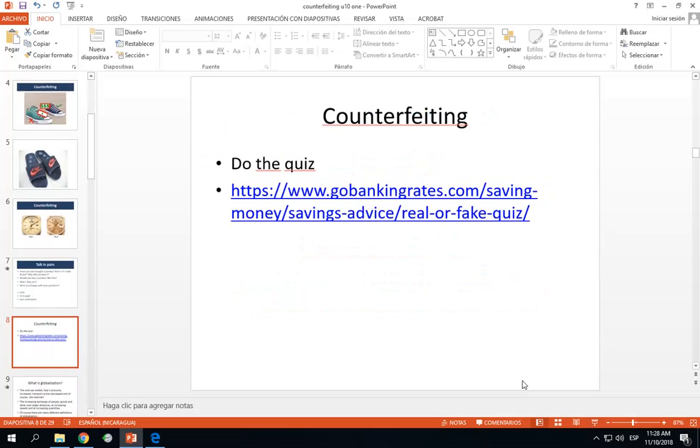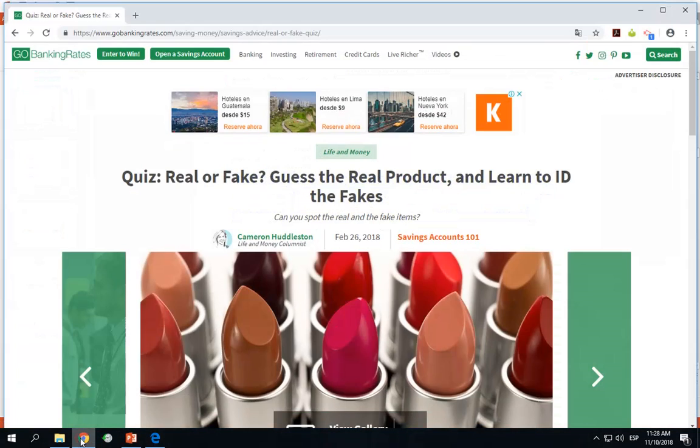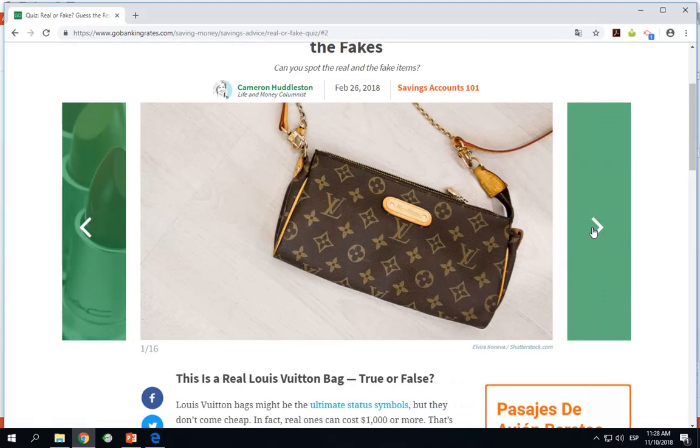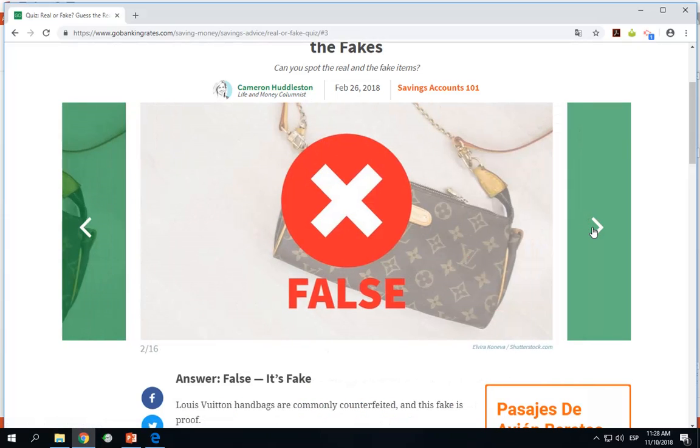Alright, now we're going to do a small quiz together. I'm going to present you some products and you're going to tell me if it's a real product or a fake product. Here we go. This is a Louis Vuitton bag. But is it real or fake? What do you think? I give you 3 seconds. 3, 2, 1. False. It's not a real Louis Vuitton handbag. Next one.